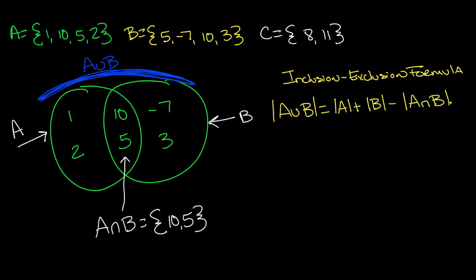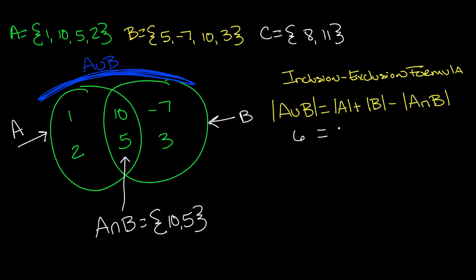Okay, so first let's just check if that's true in this case. Working over here, we know that the cardinality of A union B, first we can just count that. What's in A union B? 1 and 2 and 10 and 5 and minus 7 and 3. Therefore, this is equal to 6.